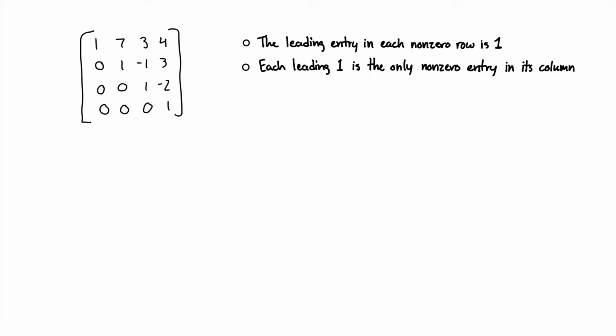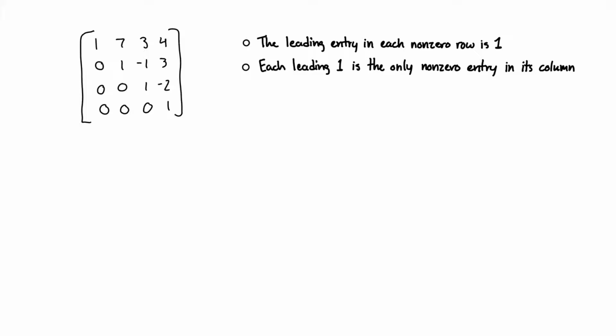Now we're going to go back to the first example and take what is a matrix in row echelon form and turn it into reduced row echelon form. And since it's already in row echelon form, there are just two more rules we need to apply. So the leading entries in each non-zero row have to be 1, which we have here.